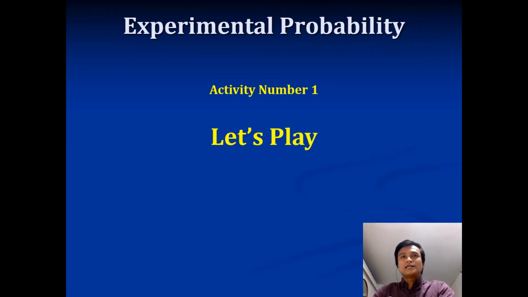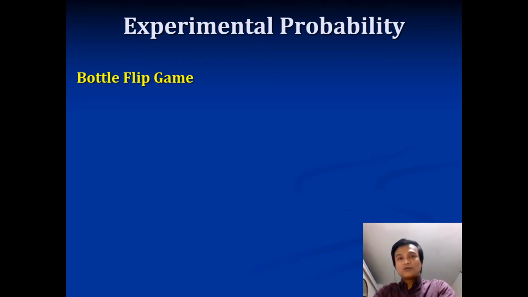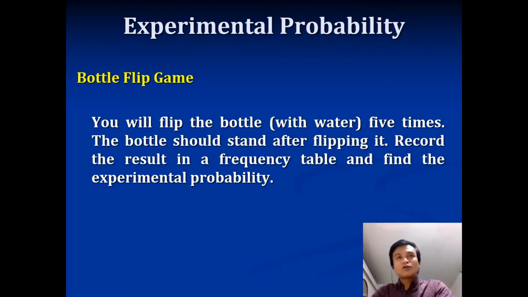Activity number one, let's play. We're going to play the bottle flip game. You will flip a bottle with water, like a mineral water bottle, 5 times. The bottle should stand after flipping it. Record the result in a frequency table. You know how to make the frequency table and find the experimental probability.